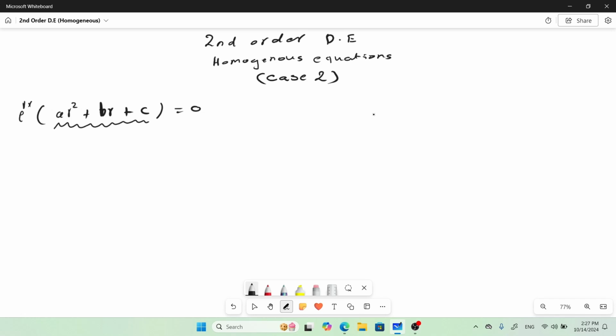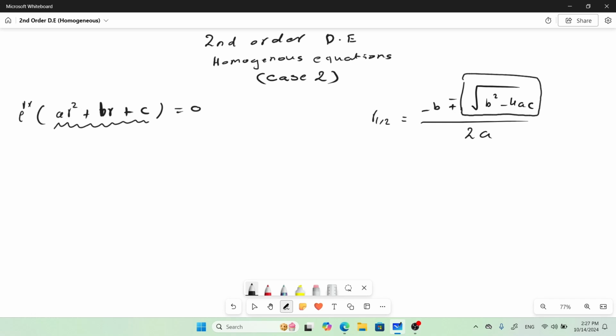So we used the quadratic formula to find the roots. So we have minus b plus or minus the square root of b squared minus 4ac, divided by 2a. Now we discussed if that part of the equation here makes the roots either real or imaginary.